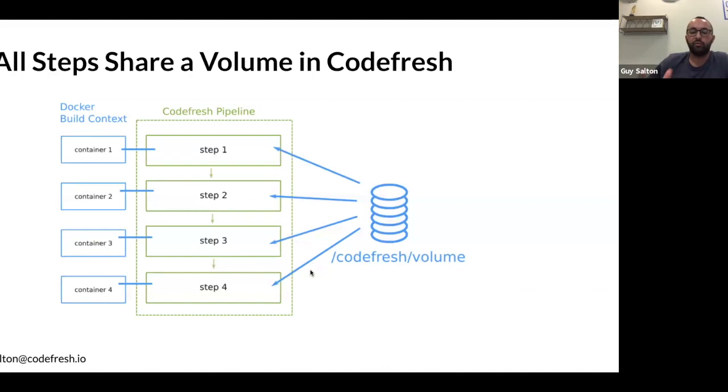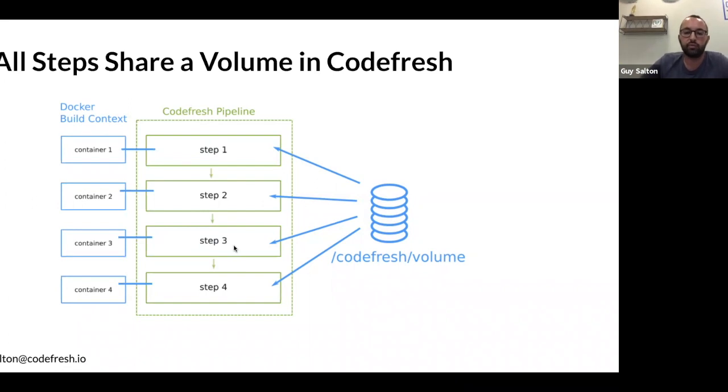With Codefresh, what you get is a persistent volume for each pipeline. And then once, for example, you clone your repository, all of your project files will be placed on this volume. Once you download some dependencies, let's say you download node modules, they will be automatically placed on this volume. And then you can use these dependencies in any next step. You don't have to download them again.